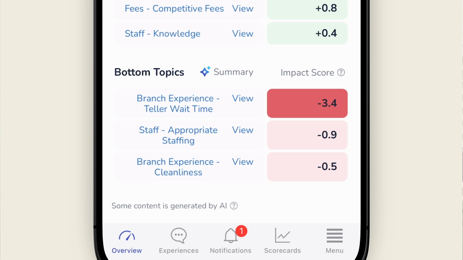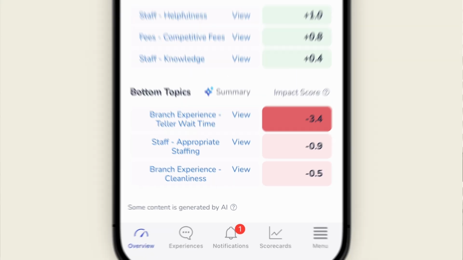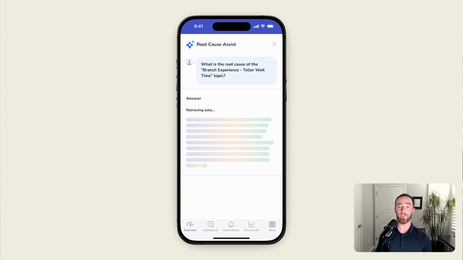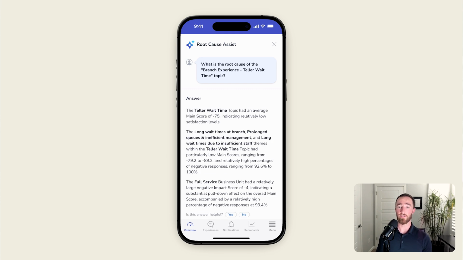Typically, Taylor would have to do her own investigative work, clicking through dashboards to gather the facts and figure out a fix. But when she wants answers fast, she clicks directly on the topic to let Root Cause Assist do the digging for her. This launches a GenAI workflow that'll answer the preset question of what is the root cause for the module she's clicking into. So for this one, it's what is the root cause of this topic?